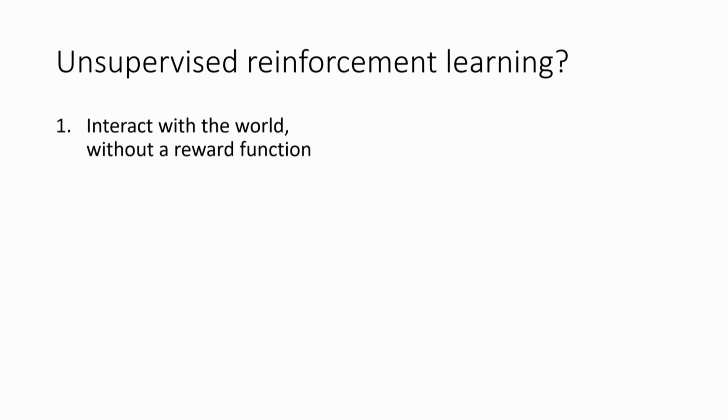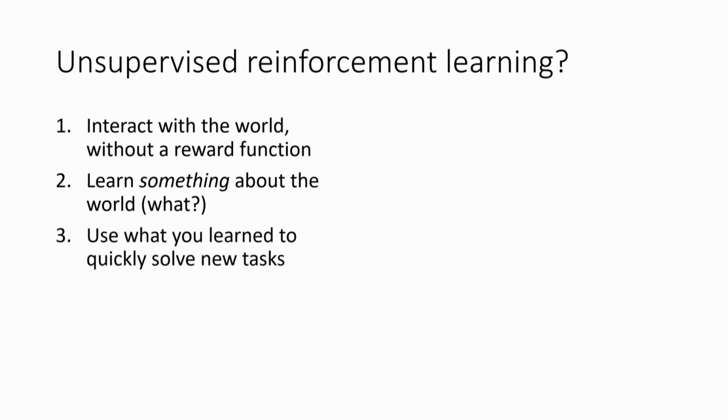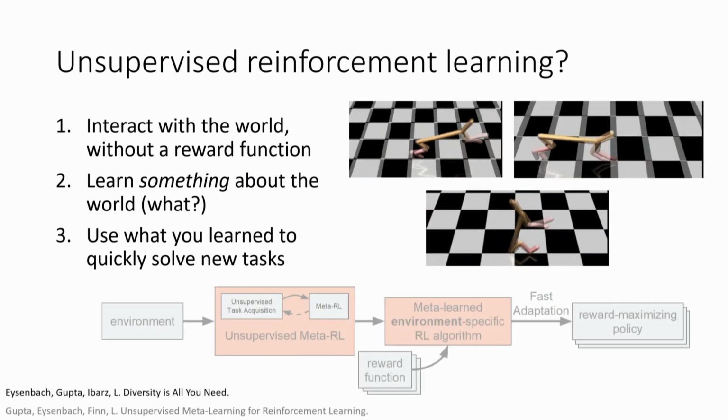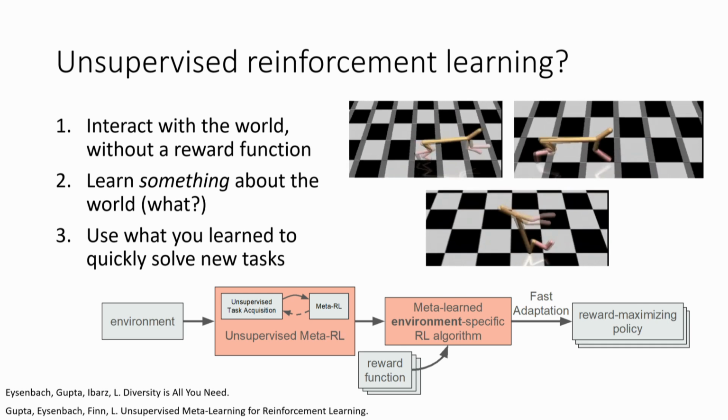We could imagine unsupervised reinforcement learning algorithms that interact with the world without a reward function to learn some kind of prior to then help ground specific skills. You can learn something about the world like a model or like some of the skills that I discussed in today's lecture, and maybe use that to learn to quickly solve new tasks. Or you could acquire reward functions from other sources.